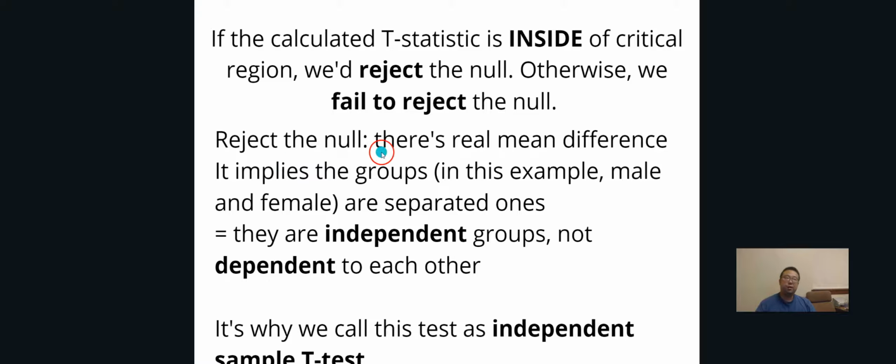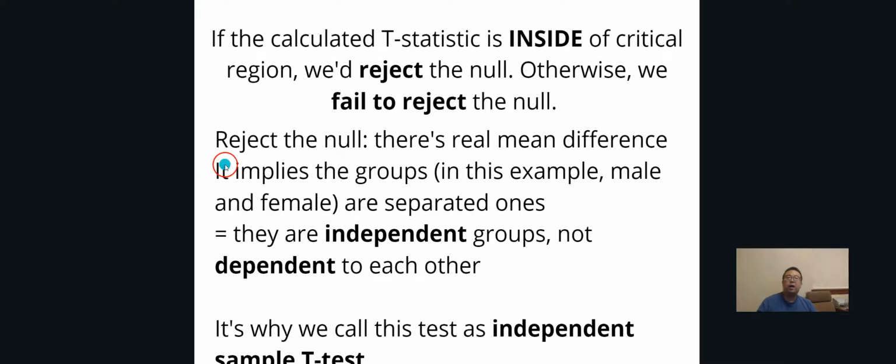Rejecting the null means there is a statistically significant mean difference. So it means that there is some relationship between gender and income in our example. When we reject the null, it means that based on gender, there is a difference in income.